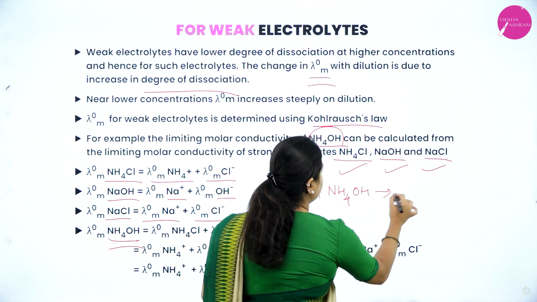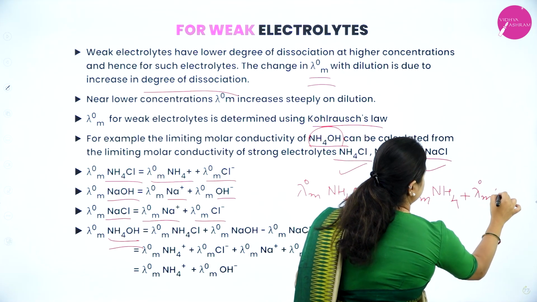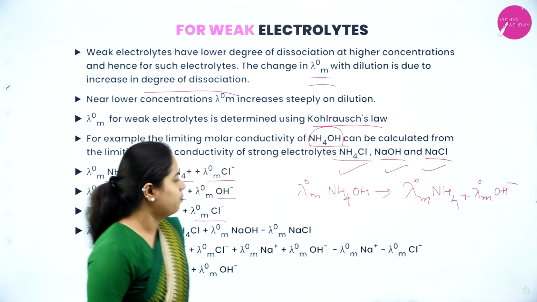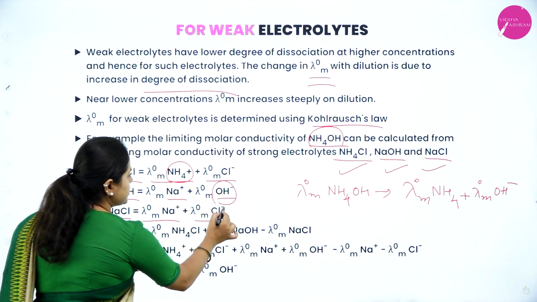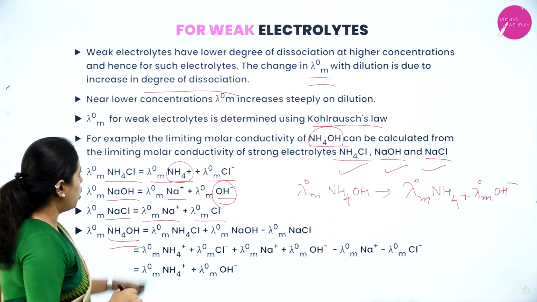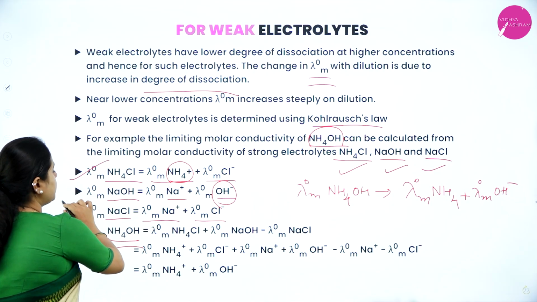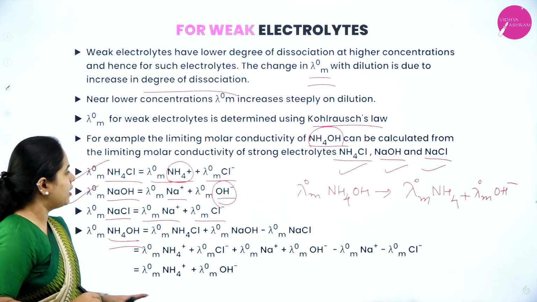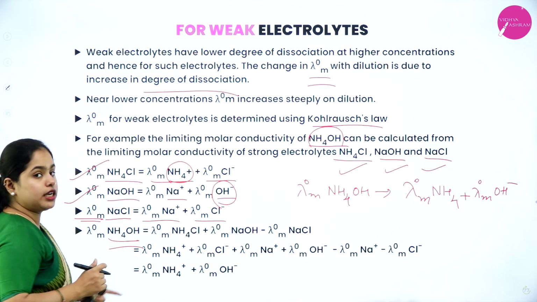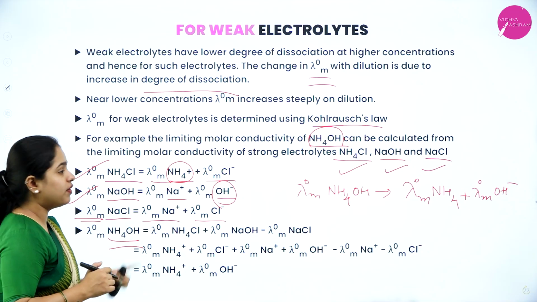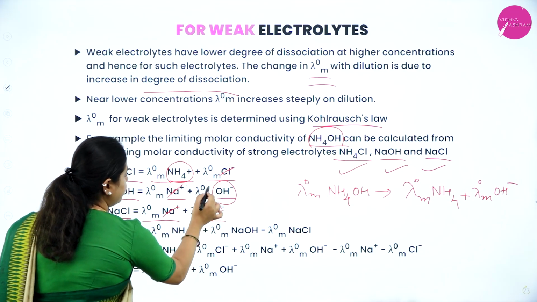NH4OH dissociates into NH4 plus and OH minus. As you can see here, NH4 plus is available here, OH minus is available here. So what do I do now? I add the limiting molar conductivity values of ammonium chloride and sodium hydroxide, so I will obtain these two values. Now, if I subtract the limiting molar conductivity of sodium chloride from that, why am I subtracting it? So this all will be removed.